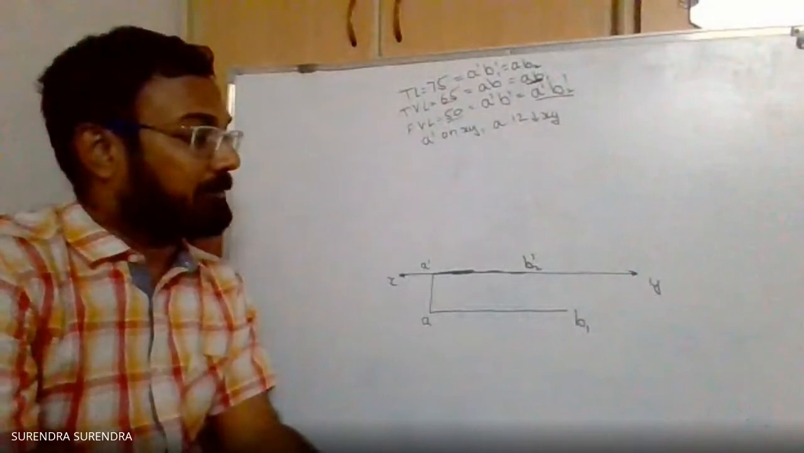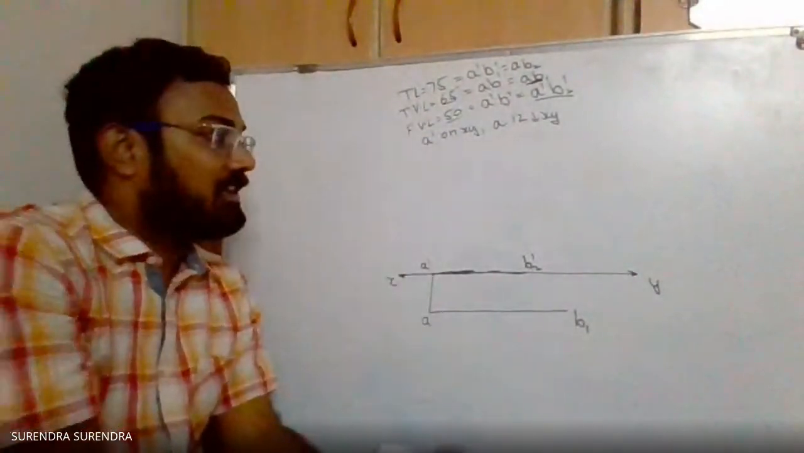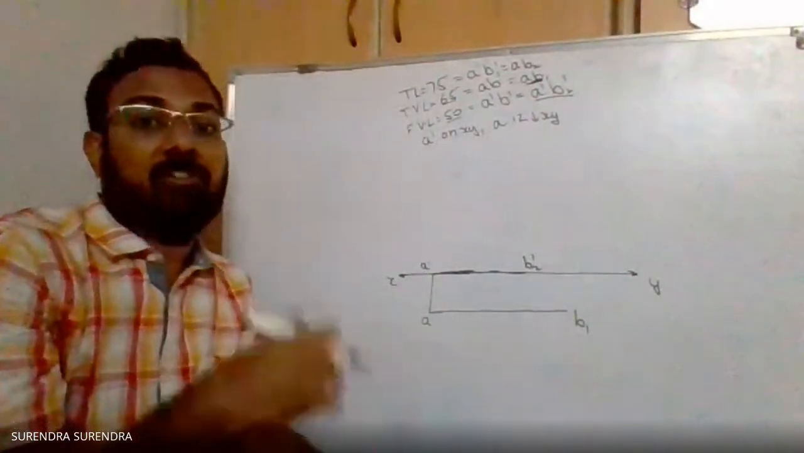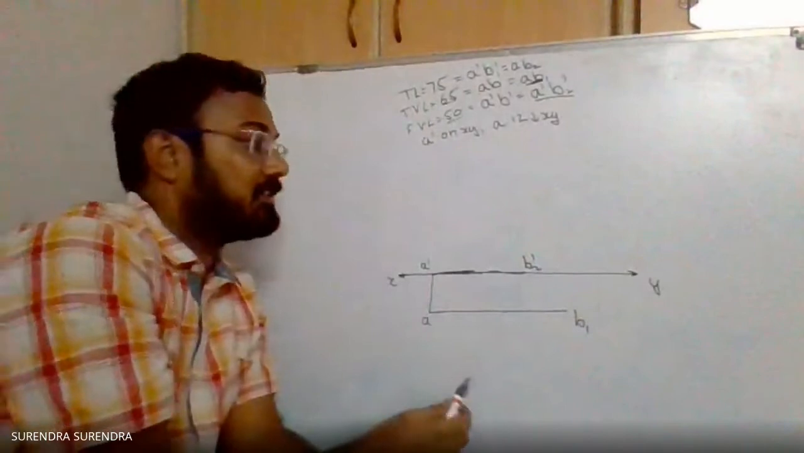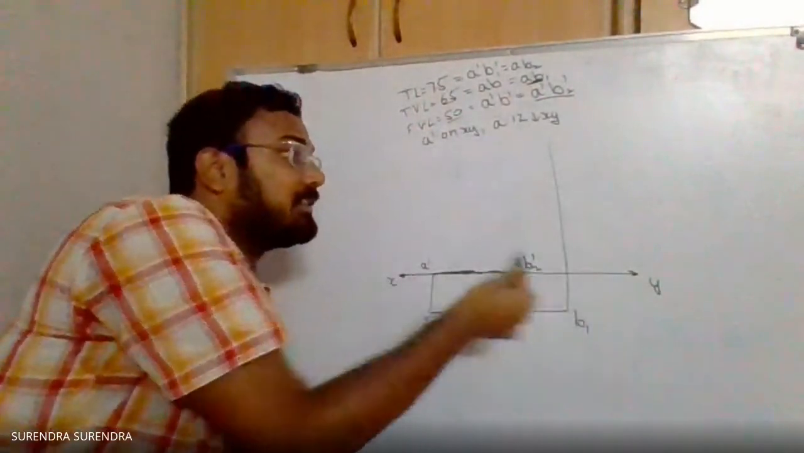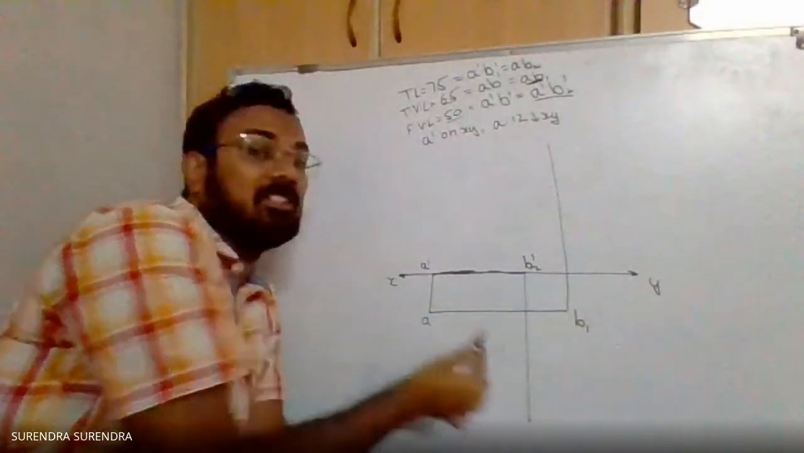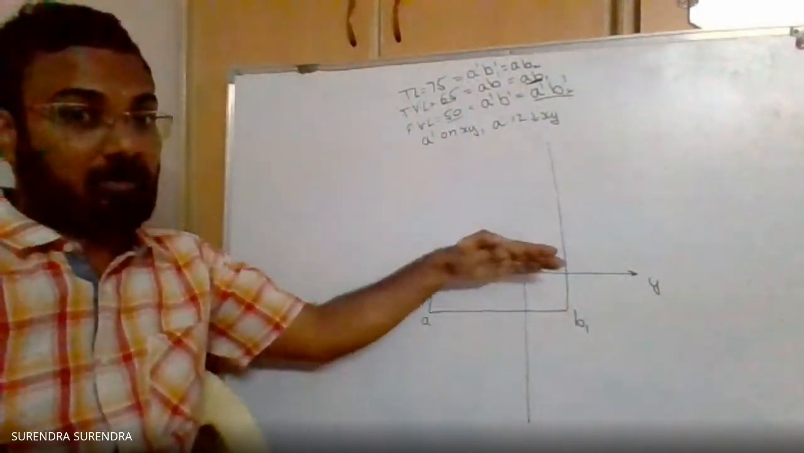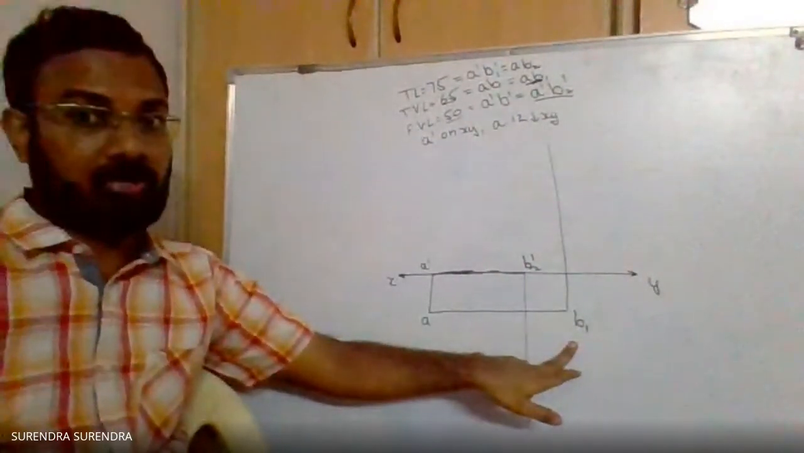So whenever B1 comes, try to mark the B1 dash. Similarly, if B2 dash comes, try to get the B2 point. So B1 point has come, so B1 dash must lie on the same projector. B2 dash and B2 lie on the same projector. So since B2 dash is there, extend it to top view. B1 top view location is known.